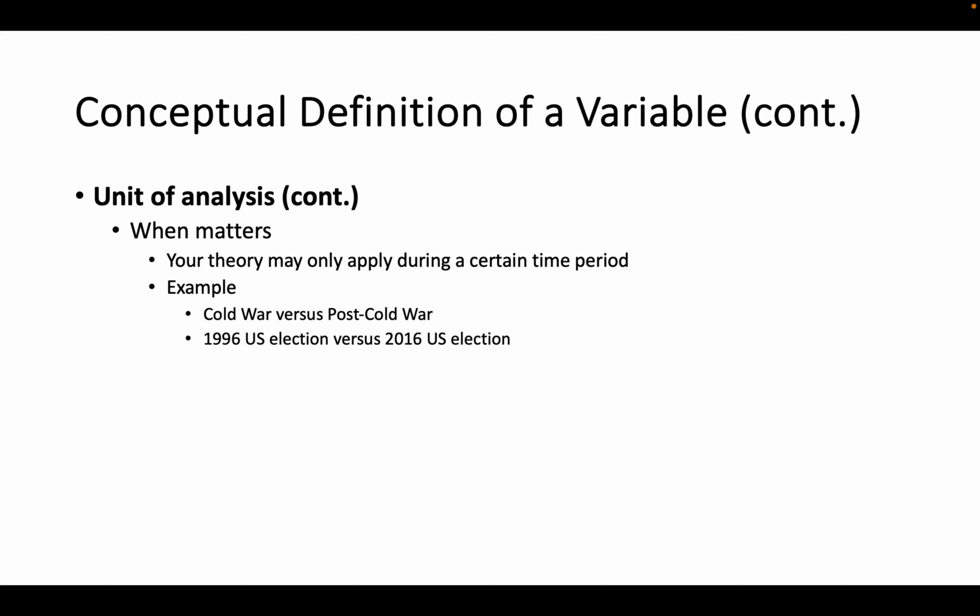We could have a theory that would explain the outcome of the 1996 US presidential election, which was fought between the Democratic incumbent Bill Clinton, the Republican challenger Bob Dole, and third-party candidate Ross Perot. But would that theory resonate in trying to explain the 2016 election outcome when Donald Trump defeated Hillary Clinton? So the theory for 1996 may not be as applicable in 2016. Our theories may be time-bound, in other words.